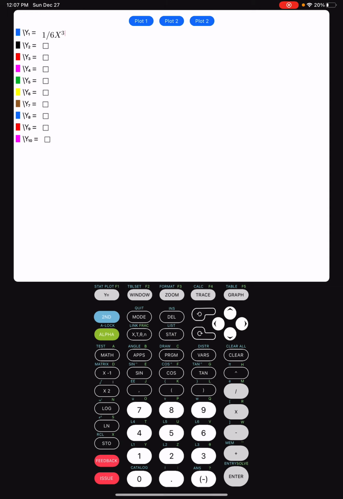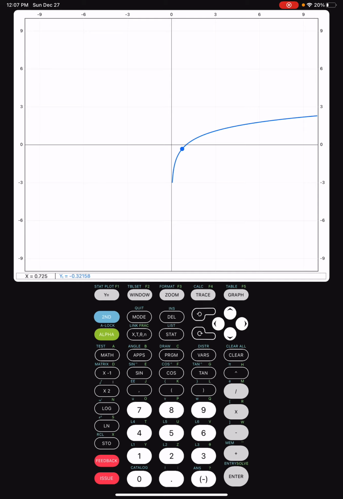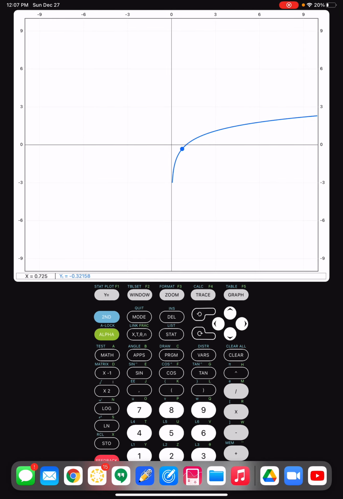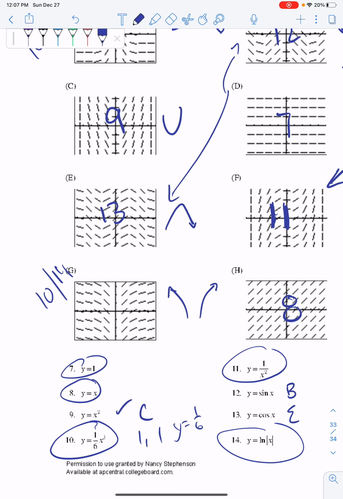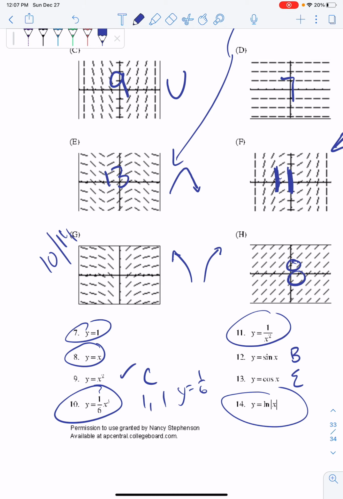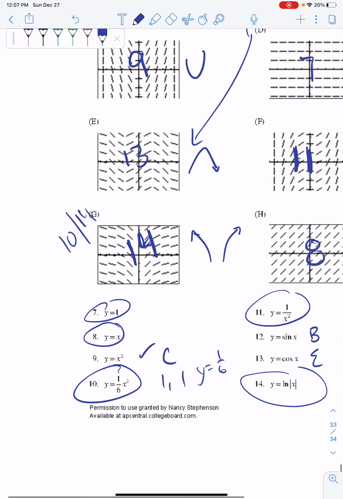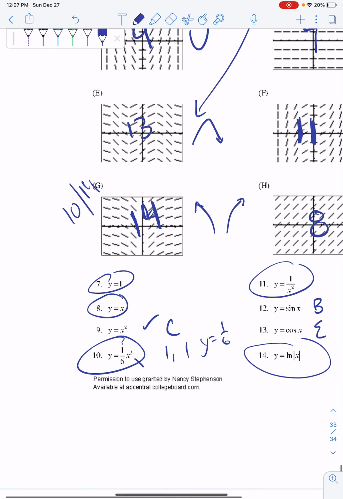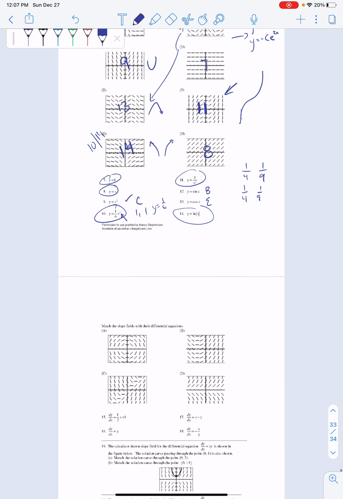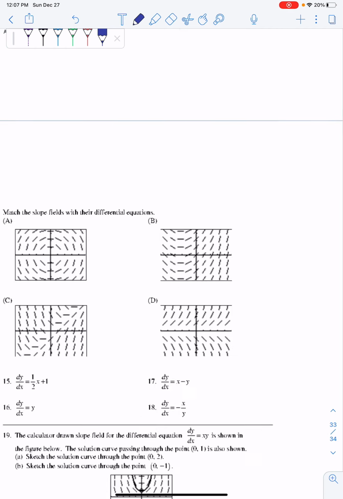If we look at our natural log function, natural log of x, and graph it, then our slope is going up instead of down when we start, which looks more like this one right here. This looks more like a natural log, which leaves us with this one, A, to be our whatever this nonsense is that I can't read. So anyway, a couple of different ways to solve those.